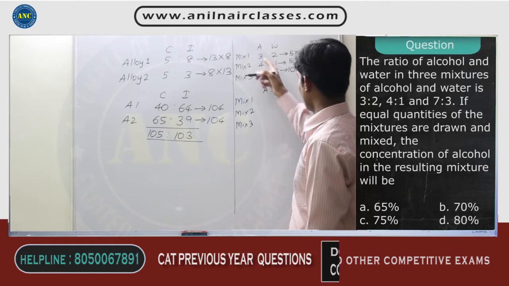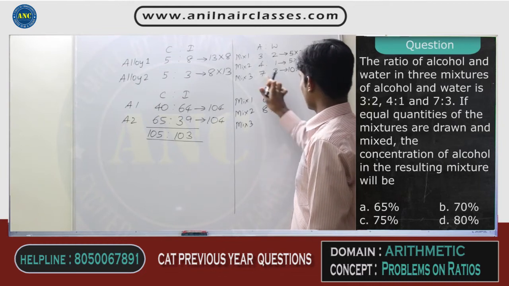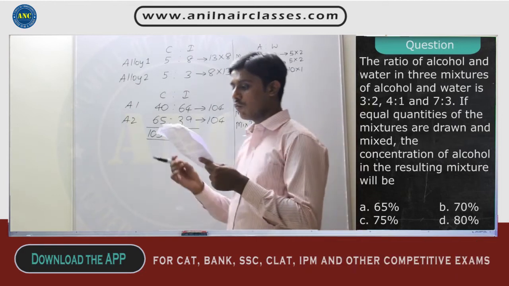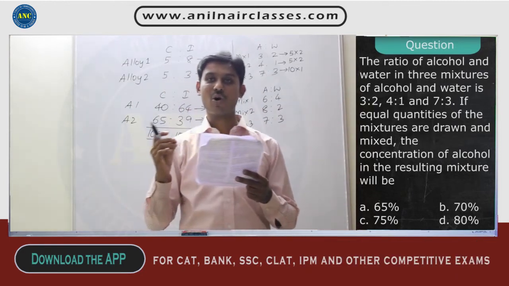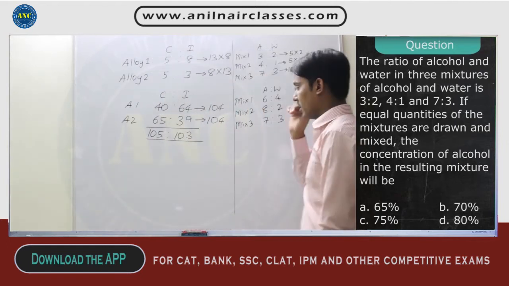Alcohol and water: 3:2 into 2 is 6:4, 4:1 into 2 is 8:2, and 7:3 into 1 is 7:3, right? Now what is the main question? Find the concentration of alcohol in the resultant mixture. In the resultant mixture, what is the concentration of alcohol?